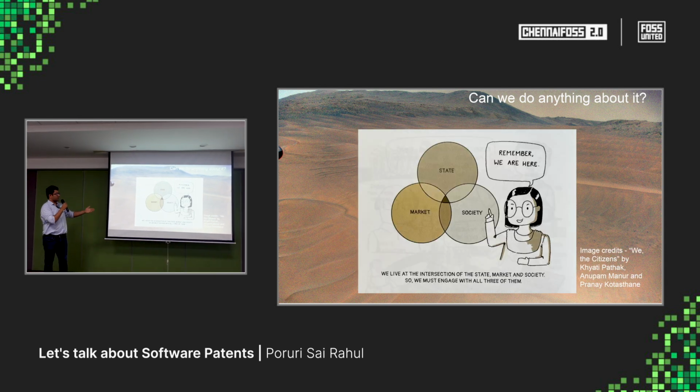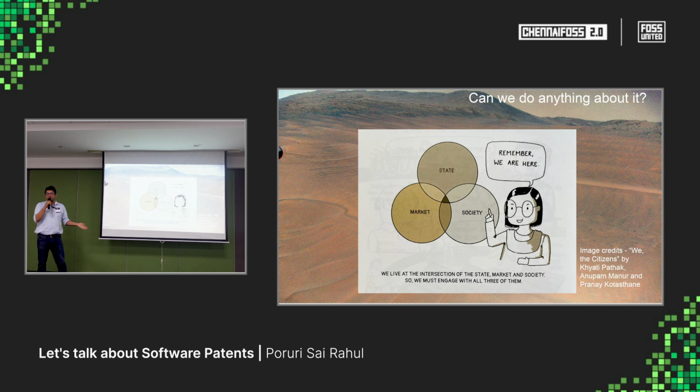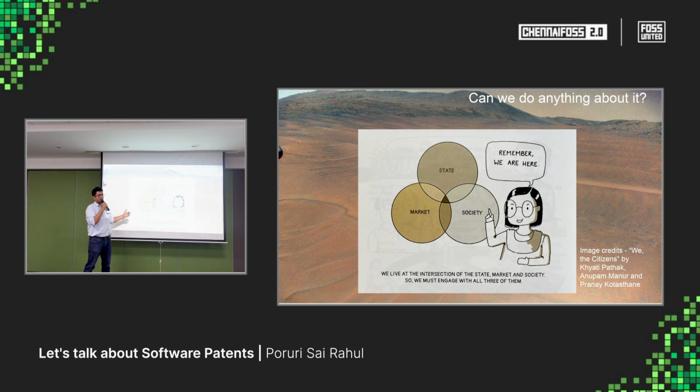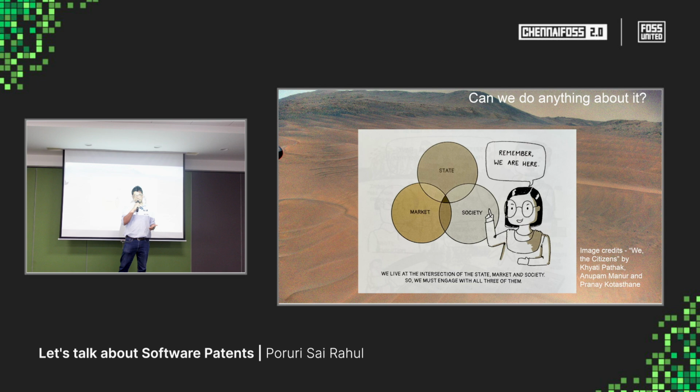FOSS United is part of society, and we are trying to go and influence the government. We are trying to influence the free market to prevent them from allowing software patents. This is a very simple way of looking at it. There's the society, which is FOSS United and other non-profit organizations and so on. There are markets, which is the free market and all the capitalistic companies. And there is the state. The state is the government. We live in between all three. We work in companies, we are attending a FOSS United event as part of a society, and we are all controlled by the government. And we influence all three things.